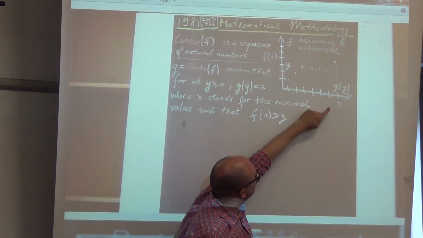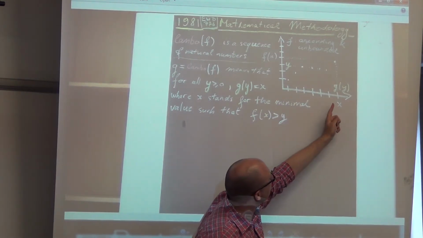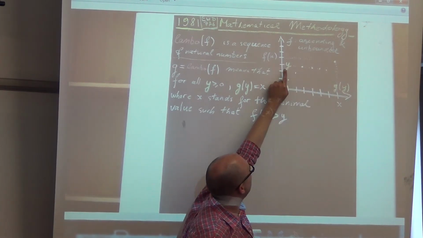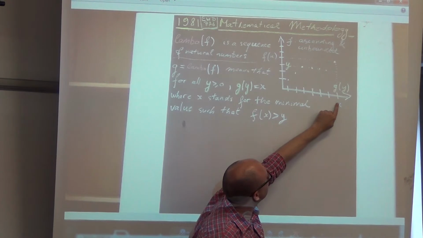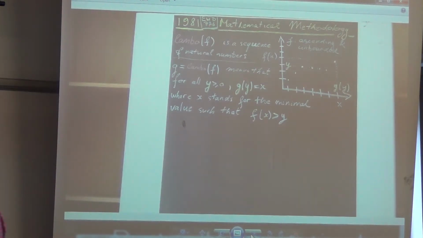is going to be some x, the smallest one you can find from left to right, such that f of x is larger than y. So in this example, g of y is going to be this x. It's the first one from left to right such that when you apply f to x, it is strictly larger. That's a definition he got from the literature, and he wants to prove that the function Lambo is its own inverse.